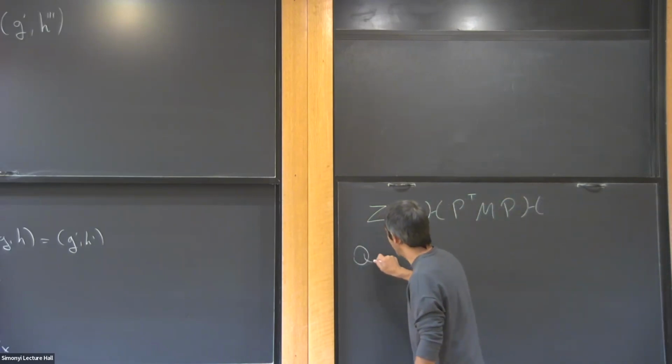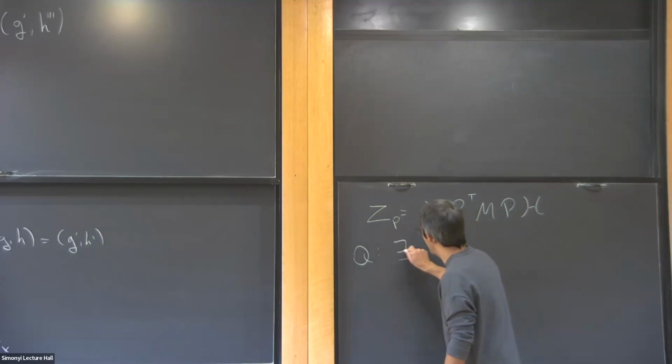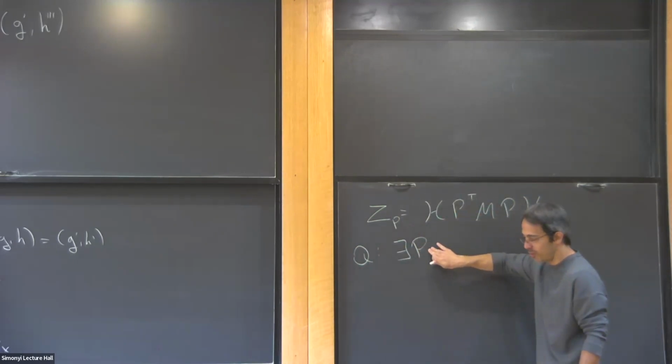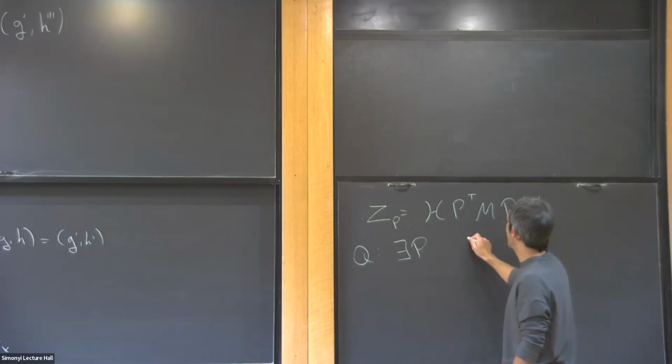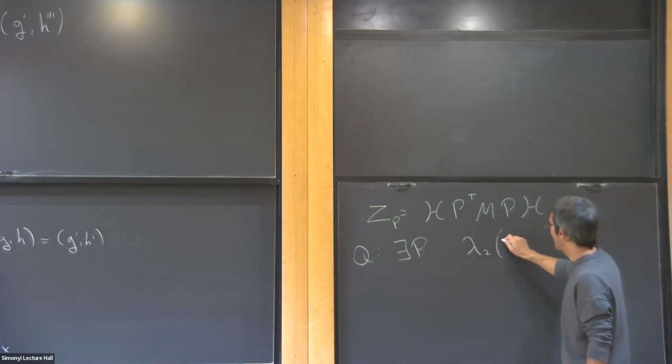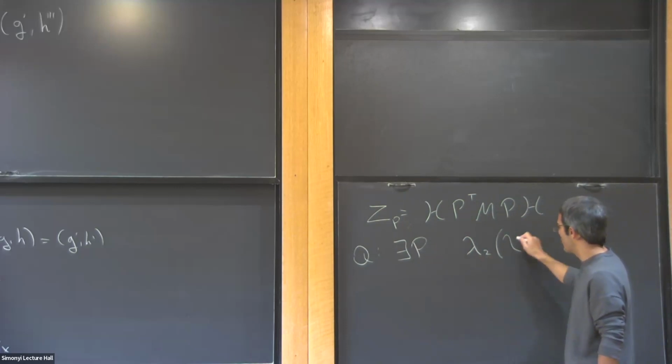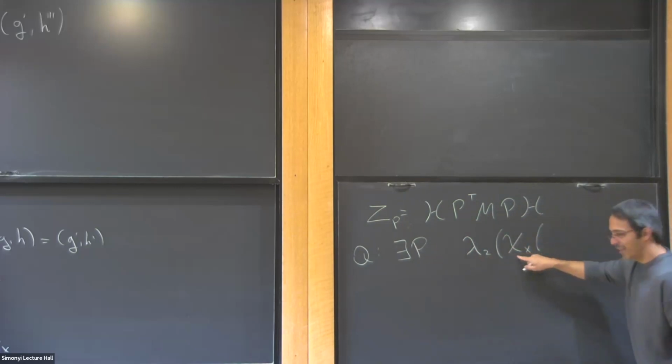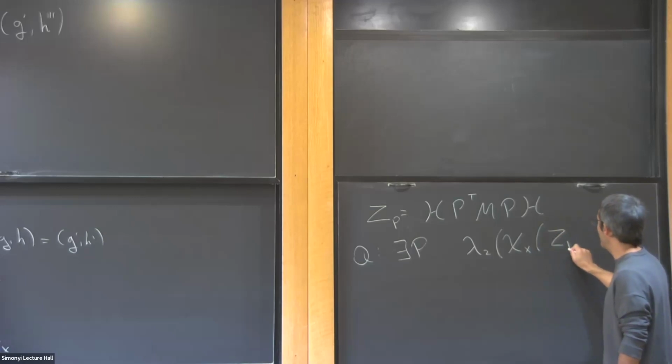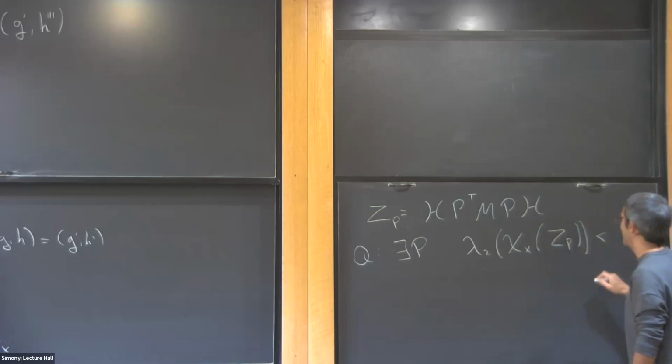And with this, now comes the fun part. This is the question that we ask: does there exist a permutation P over S and D such that lambda 2, the second eigenvalue, which for me is the second largest root of the characteristic polynomial of Z_P, is bounded?